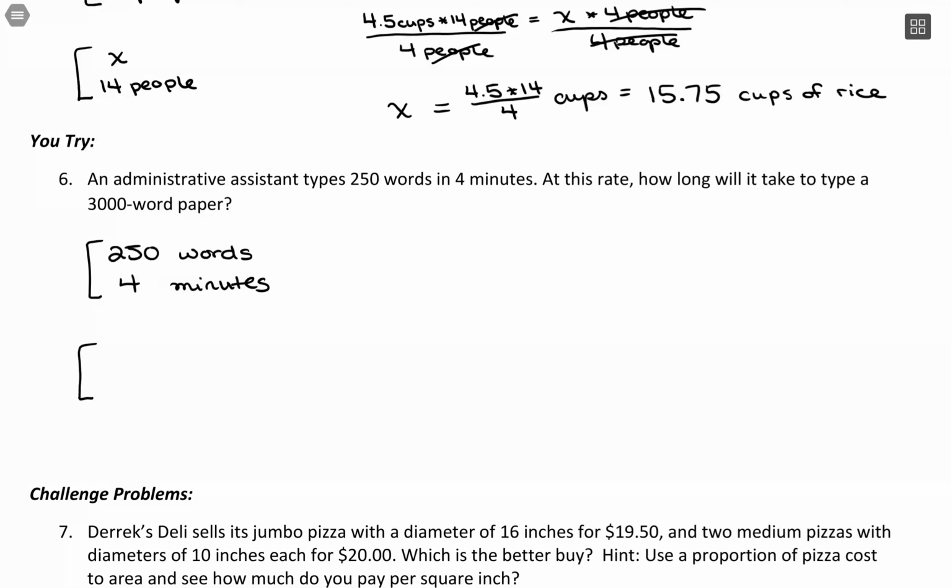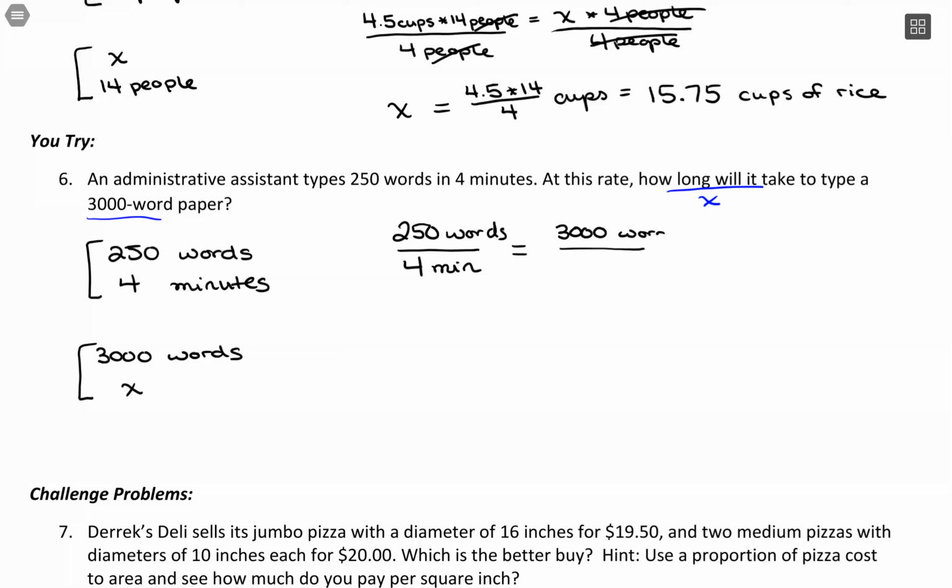And then we want to see our next scenario. At this rate, how long will it take? So we don't know the time that it'll take, but what we do know is how many words we're typing. So that'll be 3,000 words. But then the number of minutes is unknown. So we're going to set up fraction equals a fraction. I'll do 250 words per 4 minutes. And then on the right-hand side, words in the numerator and time in the denominator.